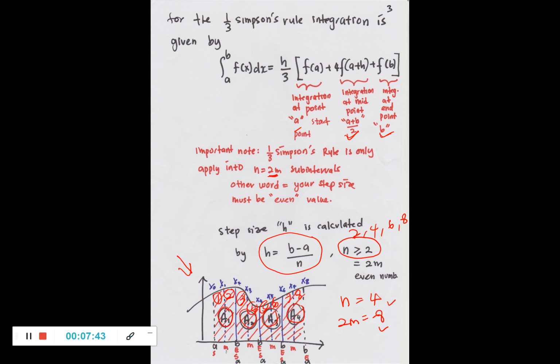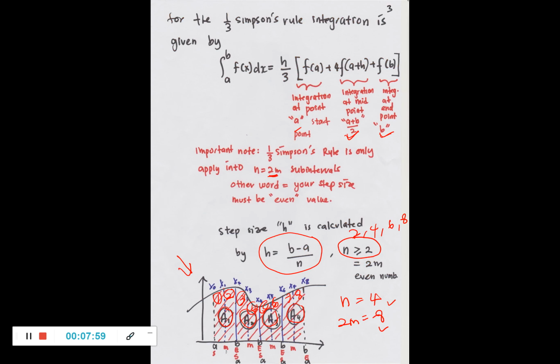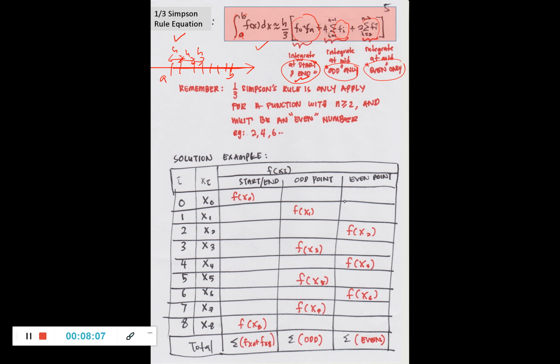Okay, so jika saya dividekan graf ini kepada 4 subsegment ataupun kepada 4 segmen utama untuk area, okay, so integration saya yang pertama at start and end point adalah integration pada titik yang pertama ini dan titik yang terakhir ini. Saya buat integration at start and end point.